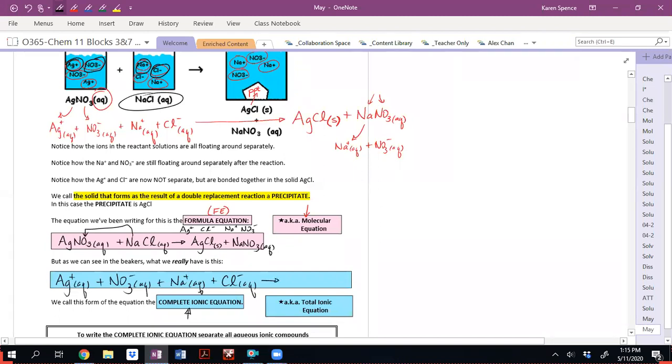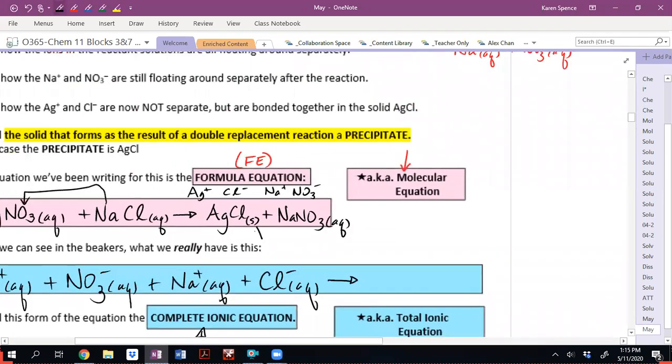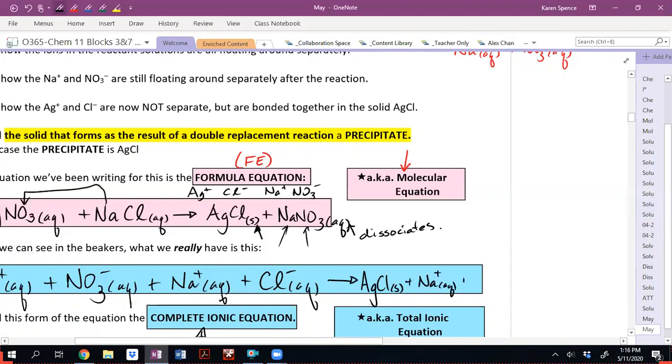And now in our products, our first product is a solid. Do solids come apart or do they stay together? They stay together, so I don't separate that. I just write AgCl, solid, and then NaNO3 is aqueous. So when it's aqueous, it dissociates, just like that worksheet you were doing last week. So you'll end up with Na aqueous plus NO3 aqueous.